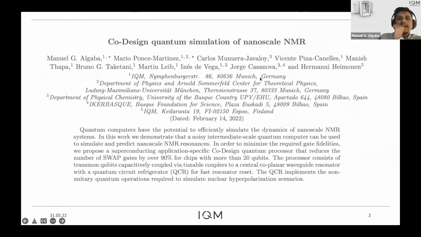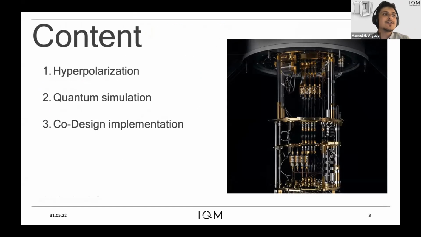This is the paper, and we will cover some topics on the introduction for this paper, since I was asked to prepare a more pedagogical part. So first of all, we will talk about the hyperpolarization process. That is what we are going to simulate in our quantum computer. Then we will talk about generic quantum simulation, its main applications, and why this specific problem is better than usual problems in the realm of quantum simulation. And finally, I will talk about our paper, the co-design implementation of our algorithm.